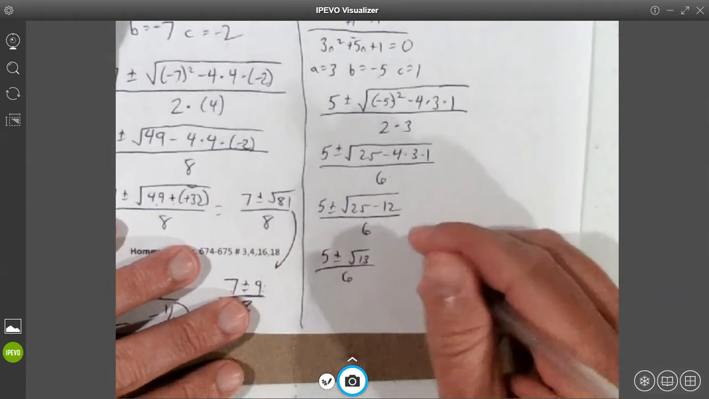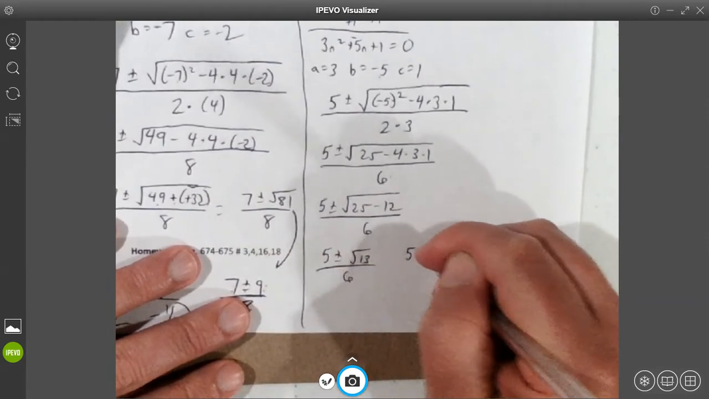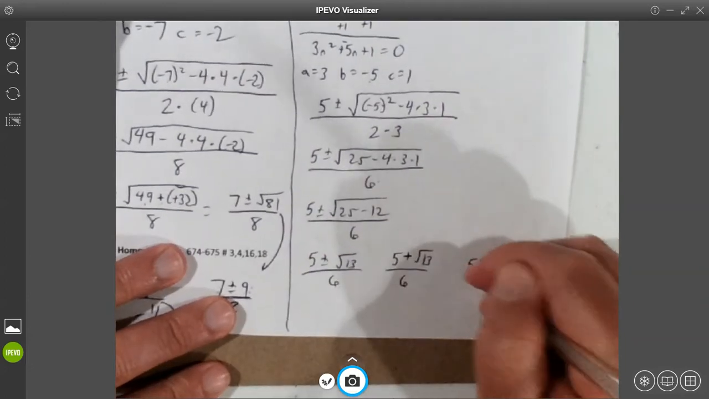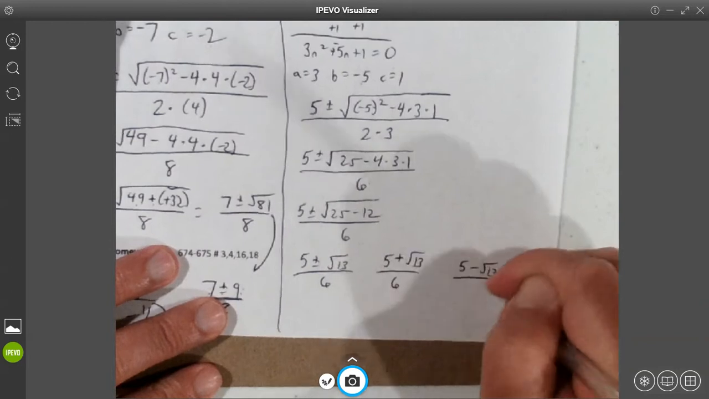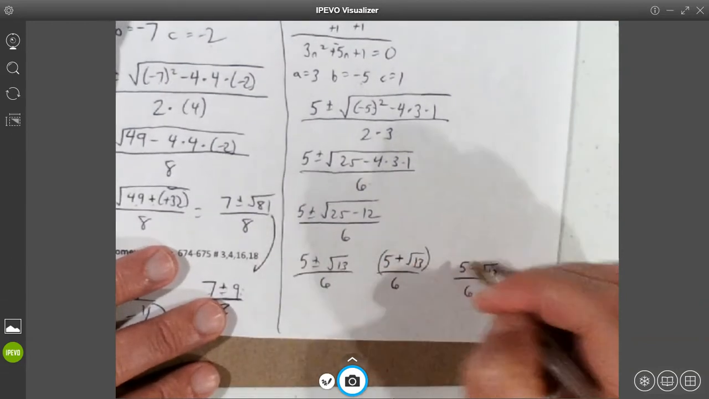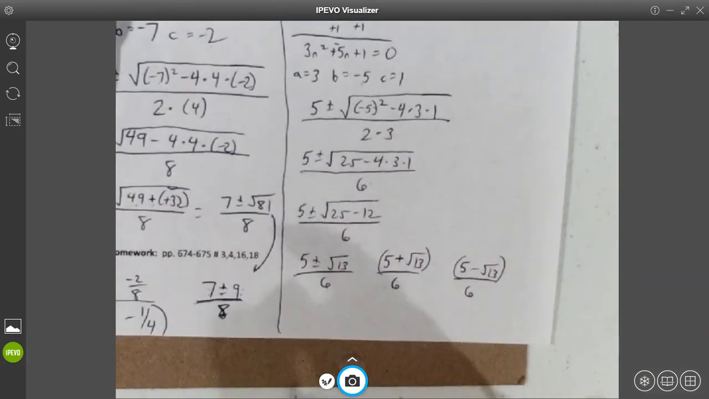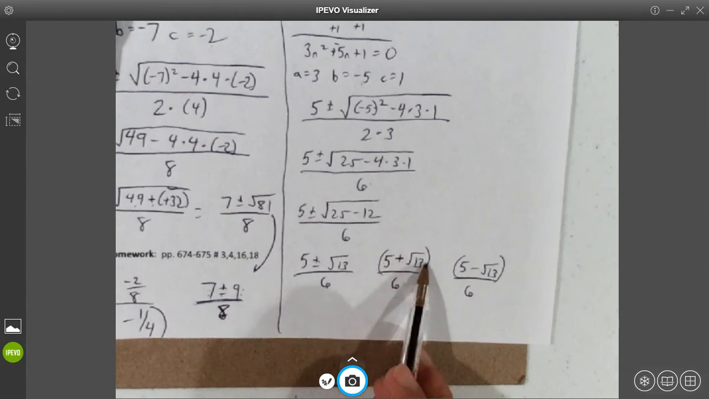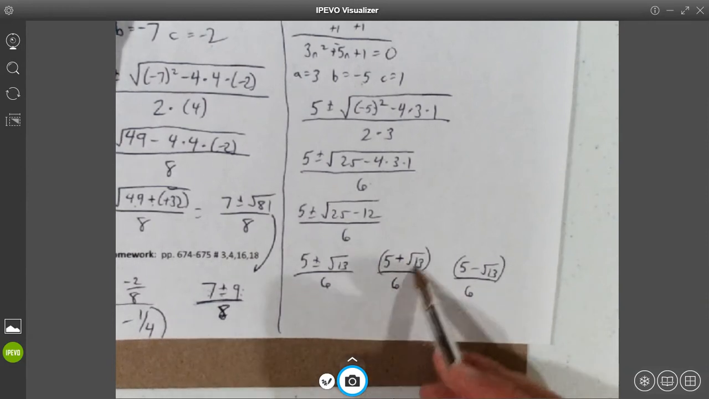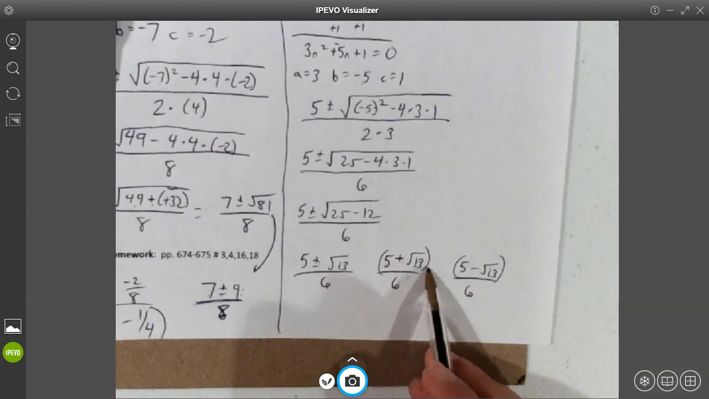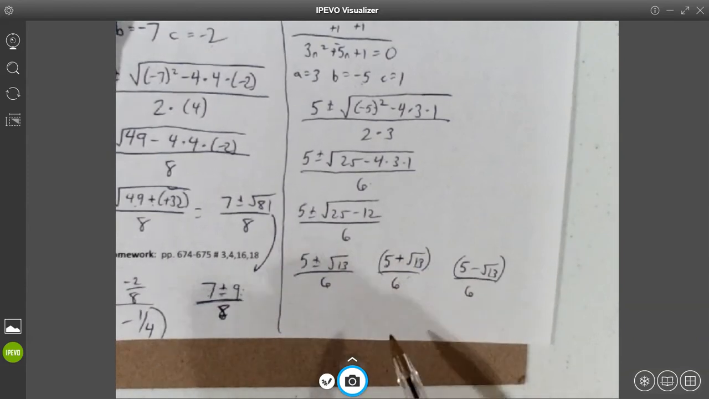But again, I'm still going to get two answers. I'm going to get 5 plus the square root of 13 divided by 6, and I'm going to get 5 minus the square root of 13 divided by 6. And again, make sure it's almost like these are in parentheses. If you type in your calculator 5 plus the square root of 13 divided by 6, it's going to do that division problem and then add 5 to your answer. So you have to put in 5 plus the square root of 13, hit equals, and then divide by 6.